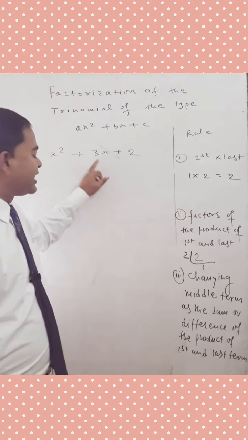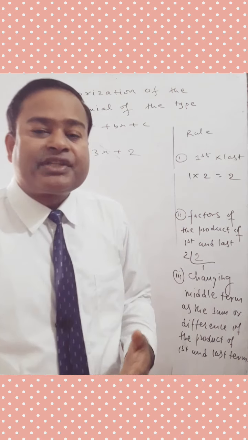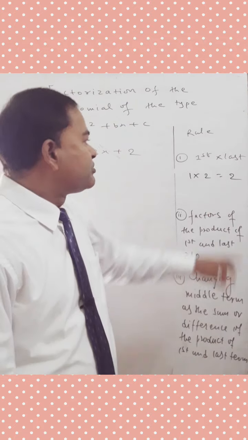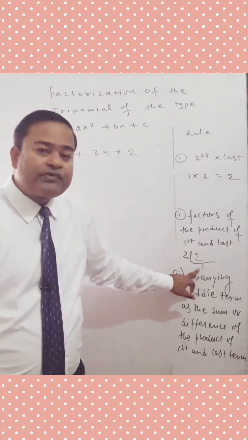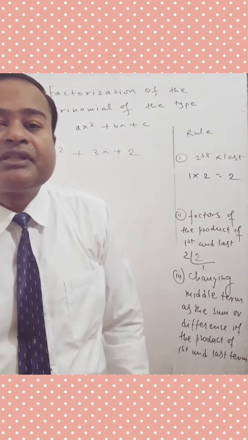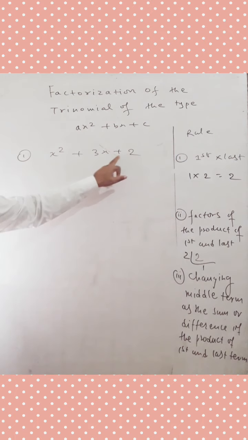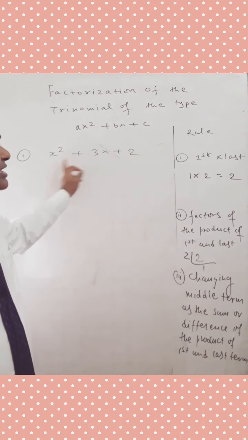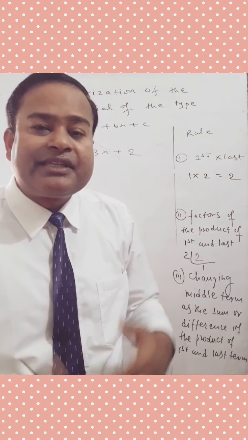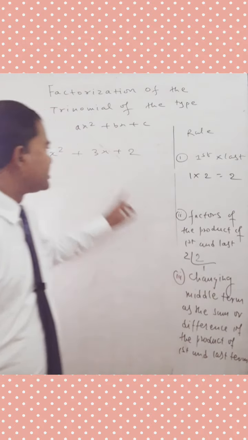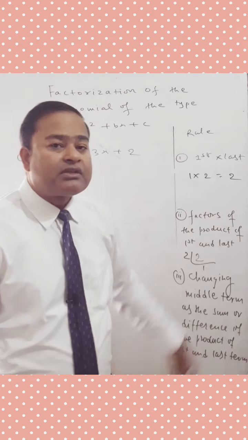So 3 we can easily take as the sum of 2 and 1. 2 plus 1 we get 3. So we have to keep in mind, when the product is positive, we change the middle term by taking the sum of two factors of the product of first and last number. But dear students, when the product is negative, suppose the first term is positive and the last number is negative, in that case we'll get the product negative, plus into minus is minus. So when the product is negative, we have to change the middle term by taking the difference of two factors of the product of first and last term.